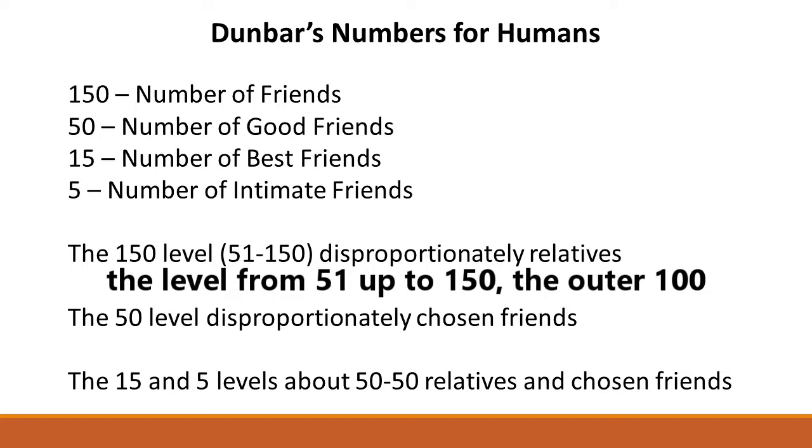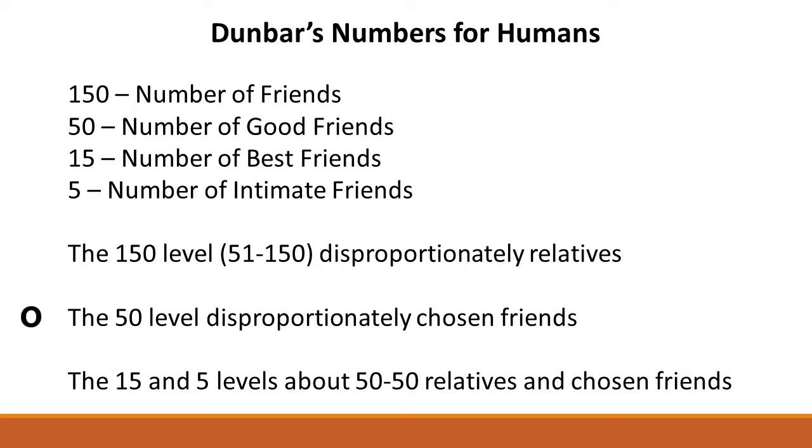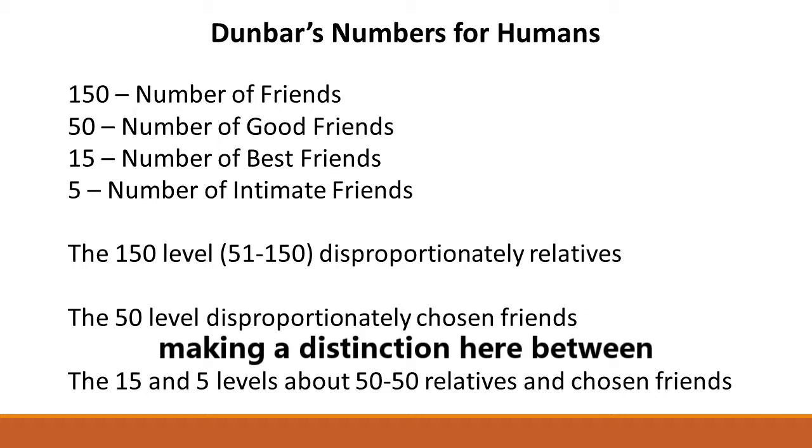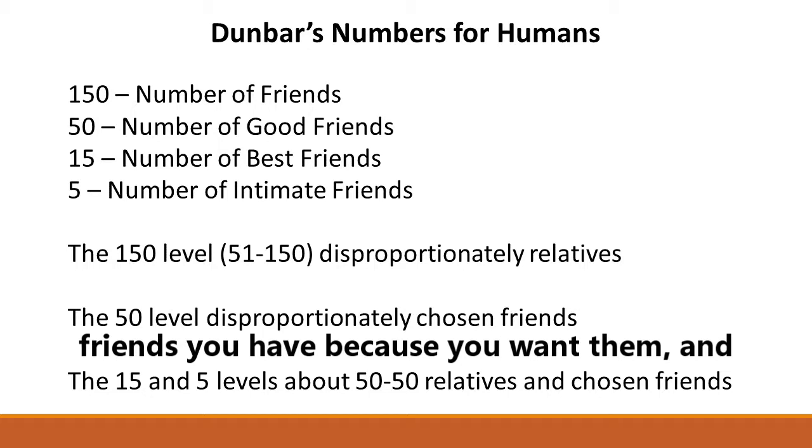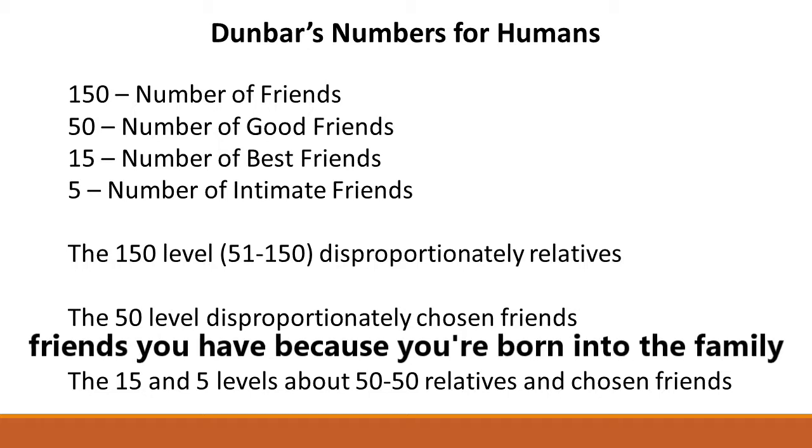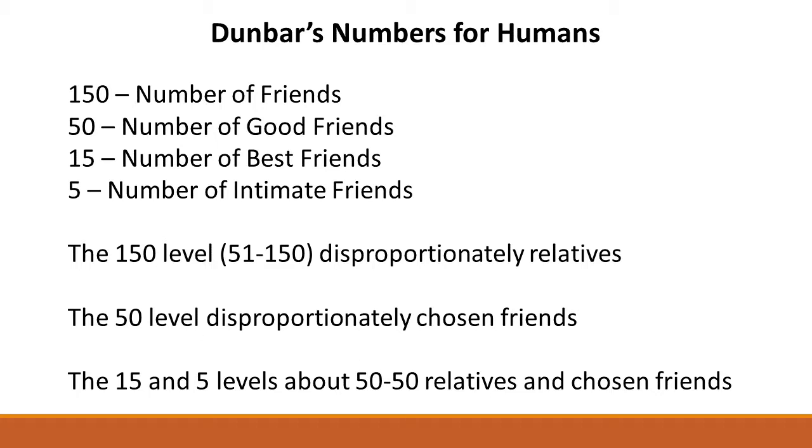The level from 50 up to the outer 100 is disproportionately relatives and in-laws. The 50 level, which is our good friends, is disproportionately chosen friends. We're making a distinction here between friends you have because you want them and friends you have because you were born into the family. Your blood relatives and your in-laws, you don't have any choice. Well, you have a choice of spouse. So the 15 and 5 levels are about 50-50 relatives and chosen friends. In other words, your closest friends may be your spouse or a son or daughter or mother or father, brother, sister, or they may be a chosen one. And the same for the 15.